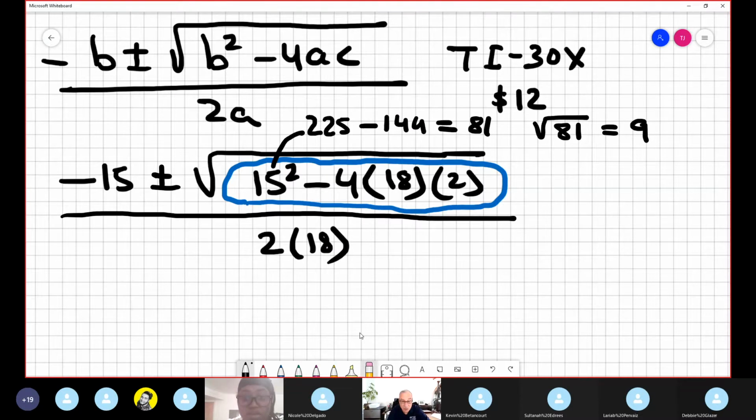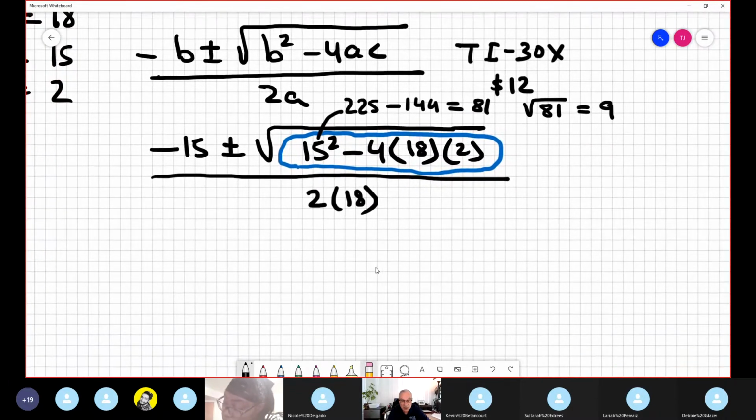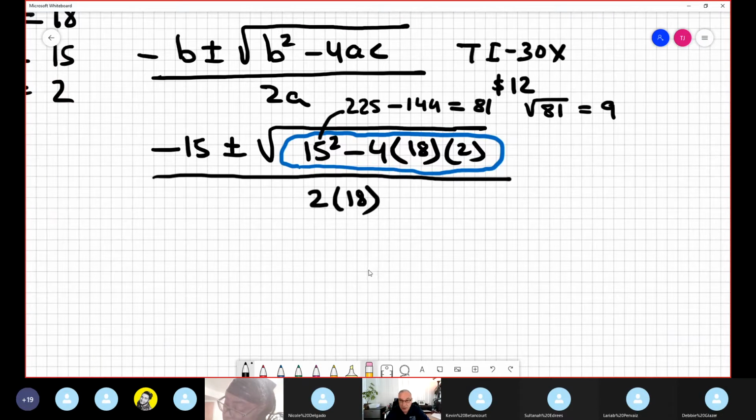Exactly. In this case, when the expression inside the radical is positive, it's a real number. And by the way, the expression inside the radical is a perfect square, 81, so the answer is rational, not irrational. The negative 15 plus or minus 9, divided by 36. We get 36 from 18 times 2.